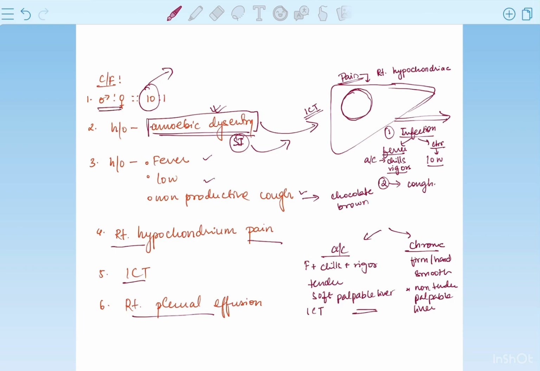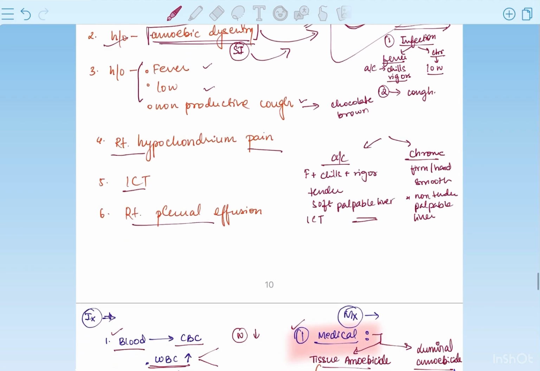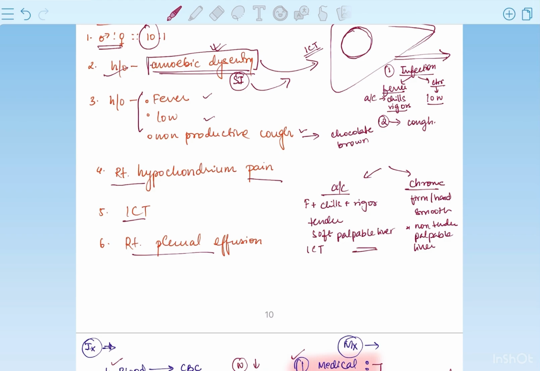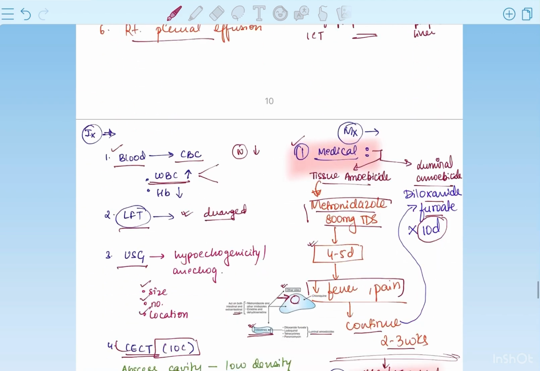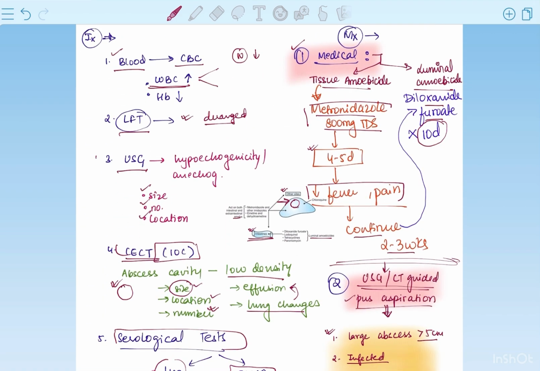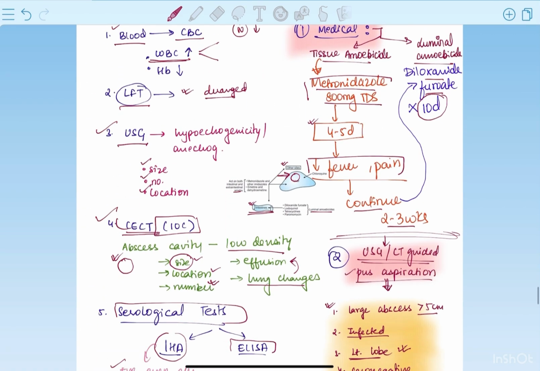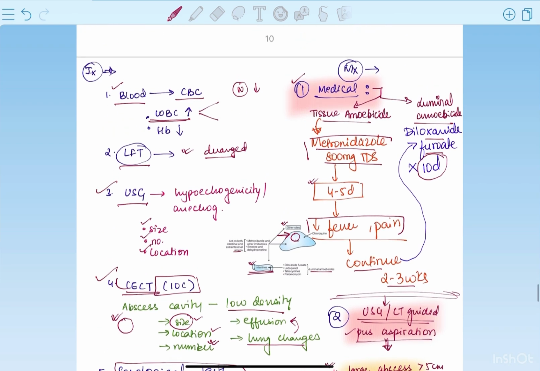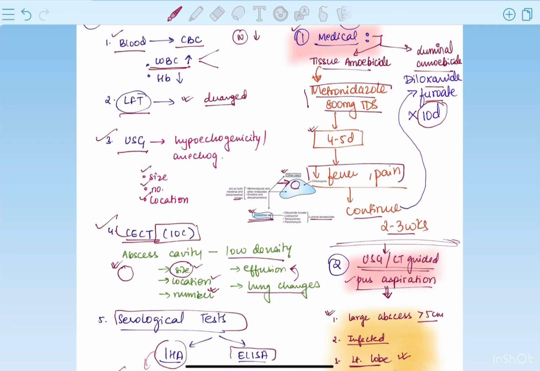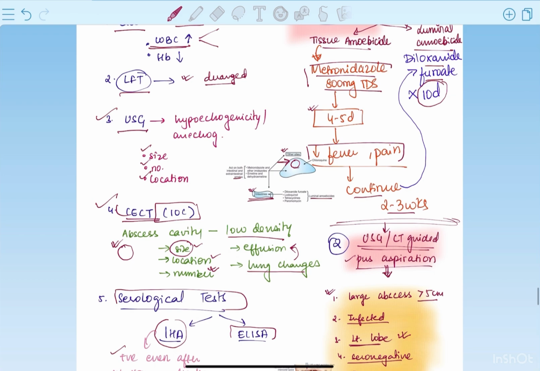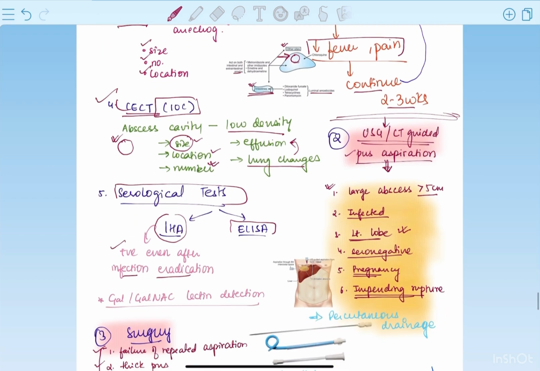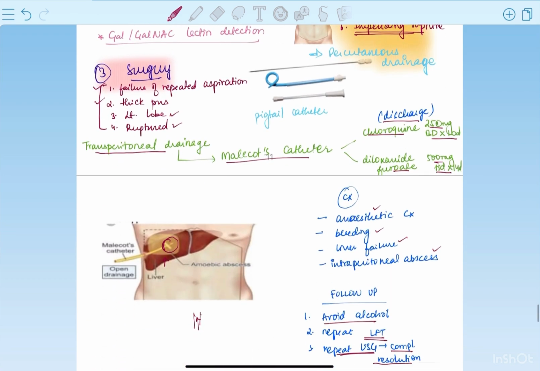There's a history of amoebic dysentery, and definitely since it's an infection, there will be fever and loss of weight, and there will be right hypochondrium pain and intercostal tenderness. The manifestations are different for the acute and the chronic condition. What investigations are you going to do? An ultrasound, LFT. And then the management. The medical management involves the tissue amoebicide and luminal amoebicide. And then you can do a pus aspiration or a surgical management. Thank you.